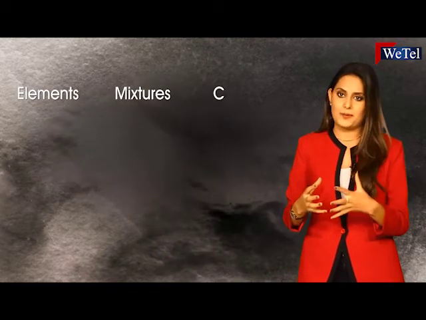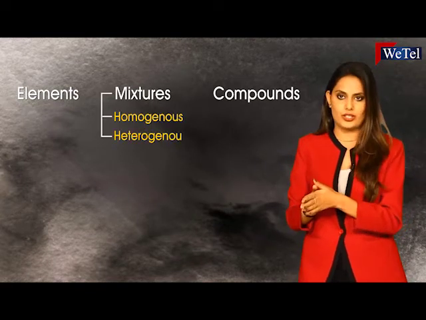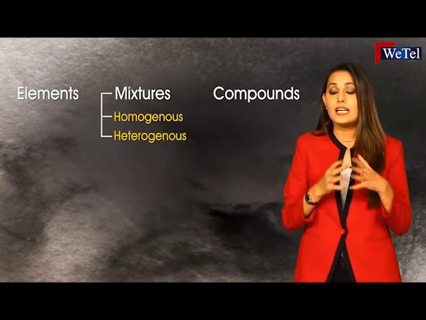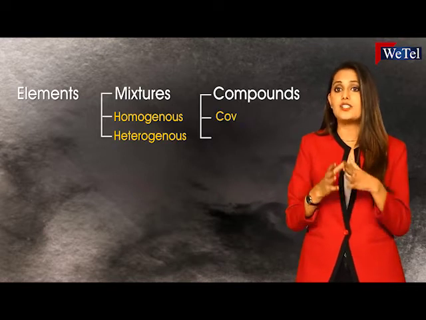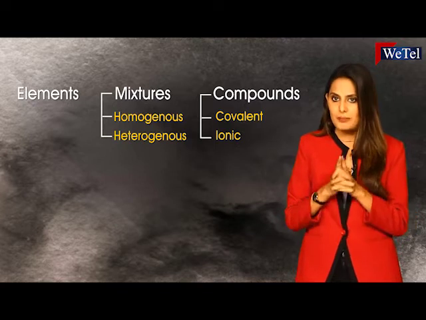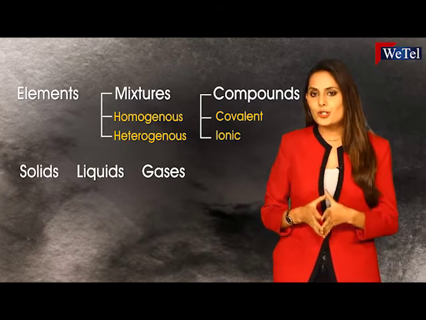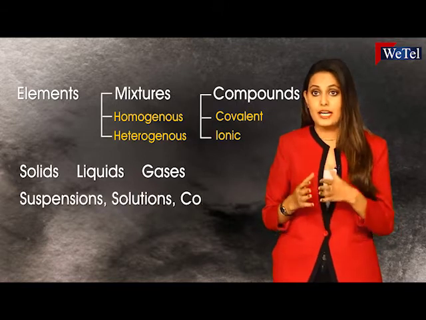Till now in chemistry, you have already classified matter in multiple ways. First, you classify them as elements, mixtures and compounds. Then you classify mixtures as homogeneous and heterogeneous. On the other hand, compounds are classified as covalent and ionic. Don't forget, we also classify matter as solid, liquid and gases, and also as suspension, solutions and colloids.